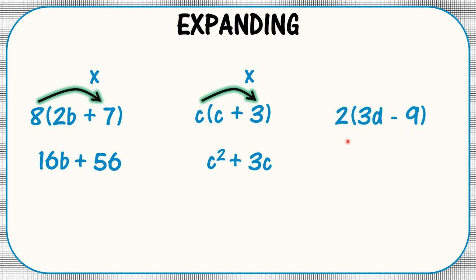Here is a final example. We have 2 times 3d. 2 times 3d is 6d. And we have 2 times minus 9. 2 times minus 9, you should know, is equal to minus 18.